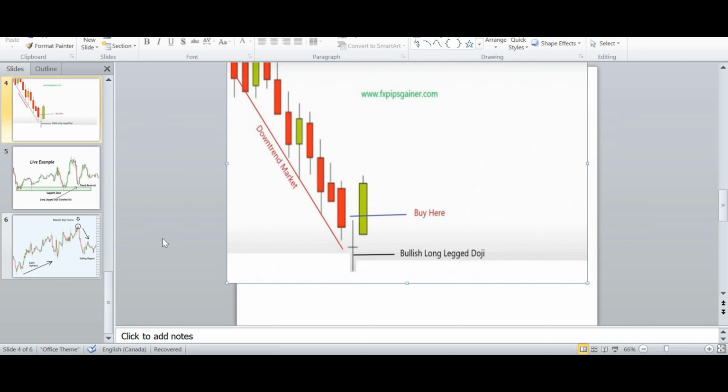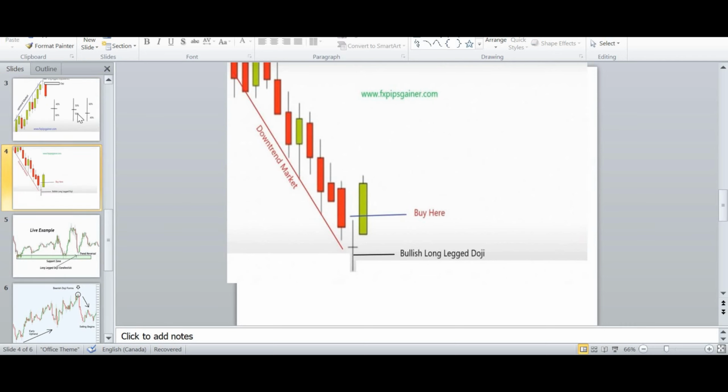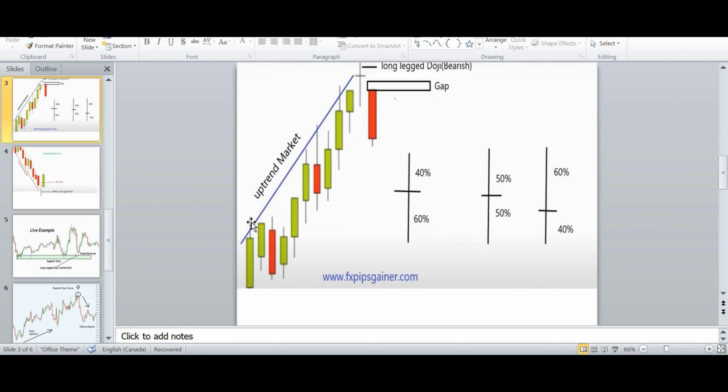above here. Now let's go to another slide where I'll show you what happens in an uptrend market when a doji appears. The market was in a very good up direction, and a long leg doji appeared, followed by a big bearish engulfing candlestick here, which closed below this wick. So it represents a successful reversal from here.